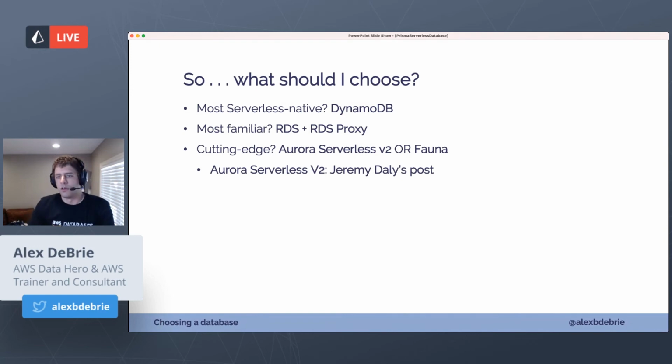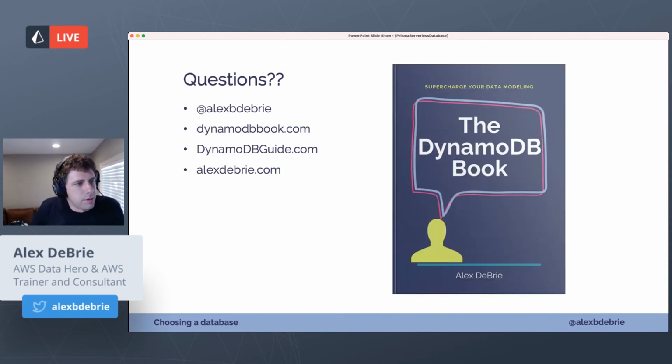If you do want to look into Aurora Serverless V2, I would highly recommend Jeremy Daly's post on this. He did some interesting scaling analysis and looked at how it improves on V1. Super interesting, so make sure you check that out before you dive in. And yeah, that's a summary.